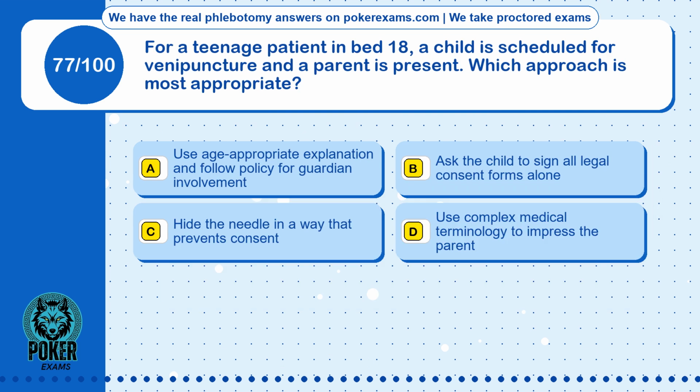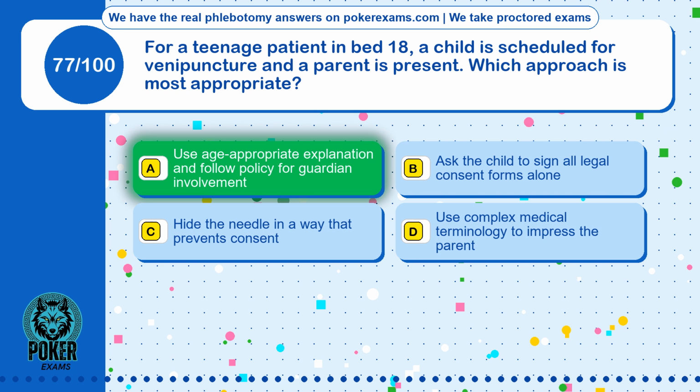Question 77. For a teenage patient in bed 18, a child is scheduled for venipuncture and a parent is present. Which approach is most appropriate? Option A. Use age-appropriate explanation and follow policy for guardian involvement. Option B. Ask the child to sign all legal consent forms alone. Option C. Hide the needle in a way that prevents consent. Option D. Use complex medical terminology to impress the parent.